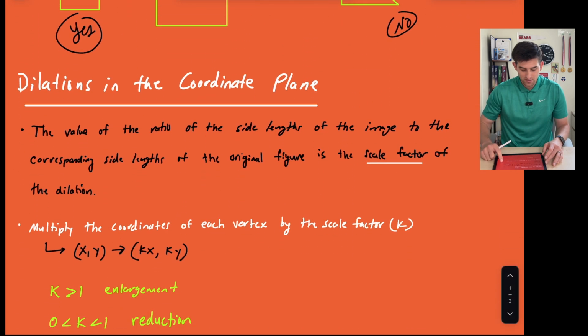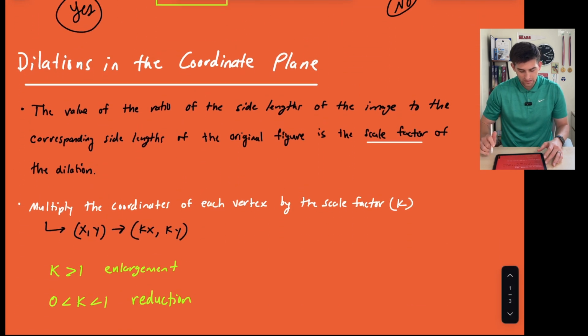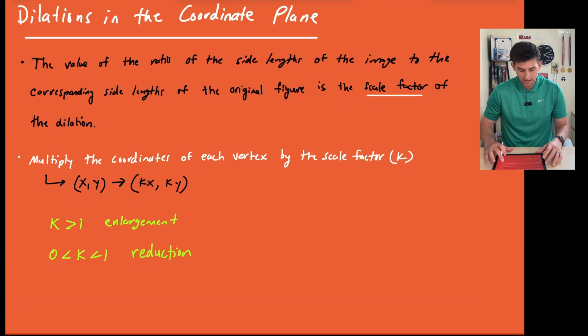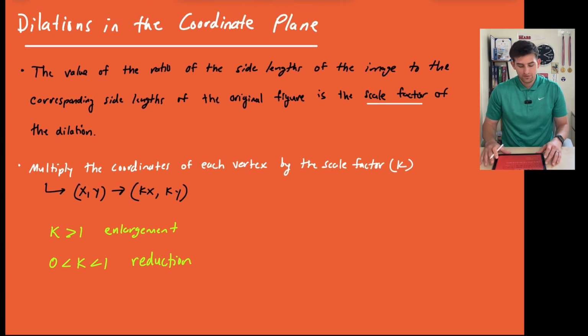All right, now we mentioned this earlier in the video. So now let's talk about dilations in the coordinate plane, okay? So the value of the ratio of the side lengths of the image to the corresponding side lengths of the original figure is the scale factor of the dilation. So a lot going on there in that definition. Let's break it down just a little bit.